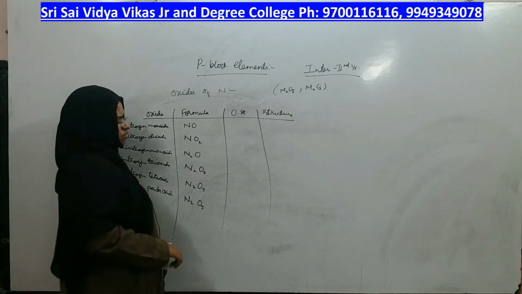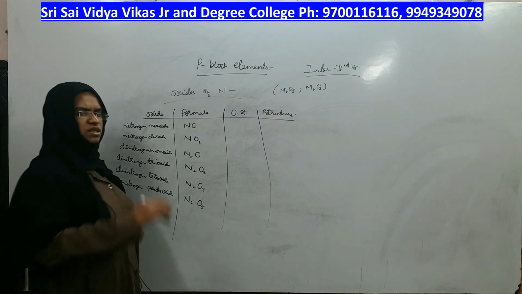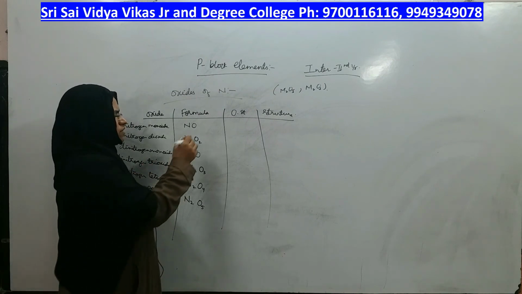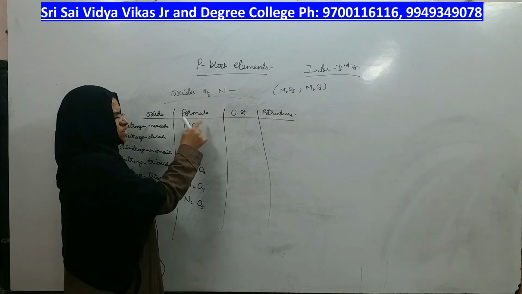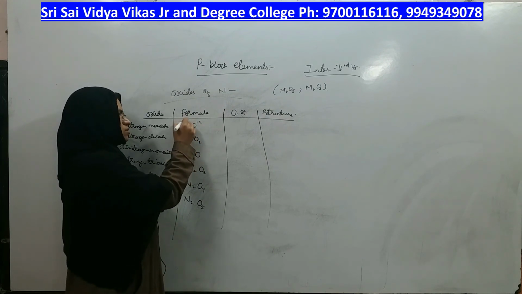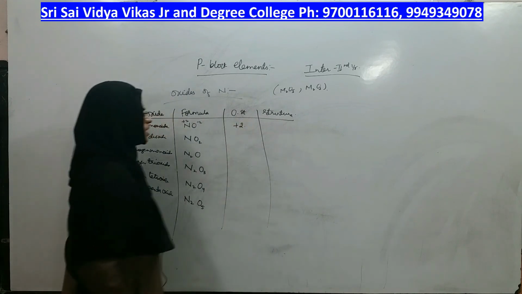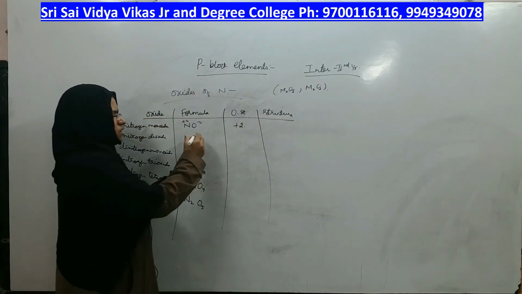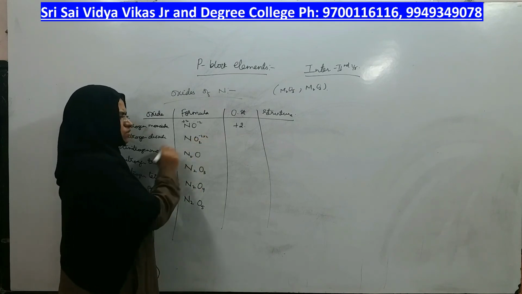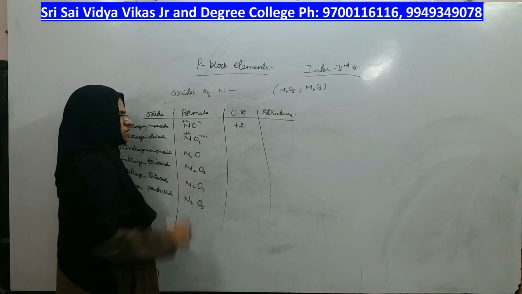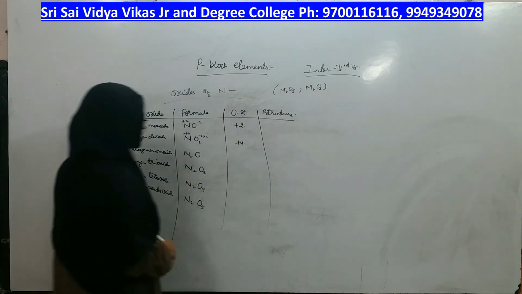Now let us calculate the oxidation state of each nitrogen in its oxide. Always oxygen has -2 oxidation state. How many oxygens here? Only one. So if oxygen has -2, nitrogen has +2. So on nitrogen, what is the oxidation state? +2, right? Right. How many oxygens? 2 oxygen. -2 into 2, -4 you will get. So on nitrogen, how much will be the oxidation state? +4. So let us write +4 oxidation state here.